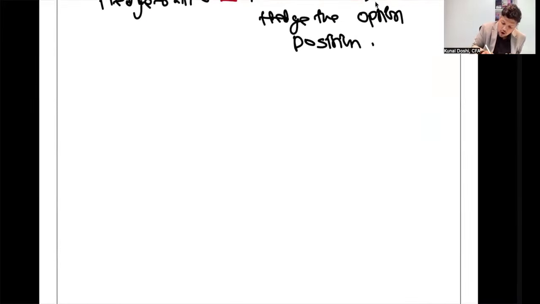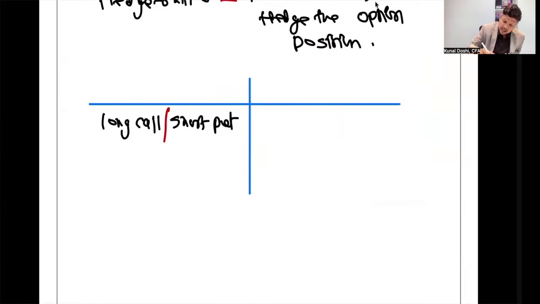If you have a long call, is it bullish or bearish? Long call is bullish. Similar to that, short put is bullish, right? These are your option positions, correct? And similar to that, short call is bearish and long put is also bearish.